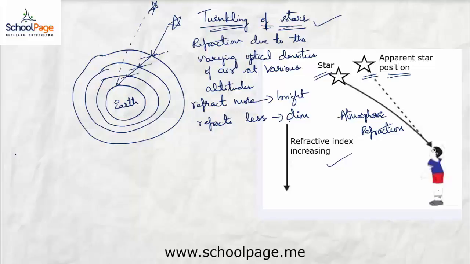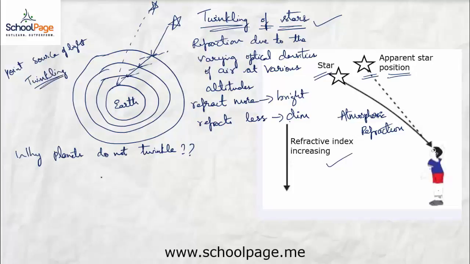So we have understood why stars twinkle. But let's also understand why planets do not twinkle. Since stars are considered to be point sources of light, because they are very far, the continuously changing atmosphere is able to cause variations in the light coming from a point-sized star, because of which the star appears to be twinkling, whereas planets appear to be quite big in size.